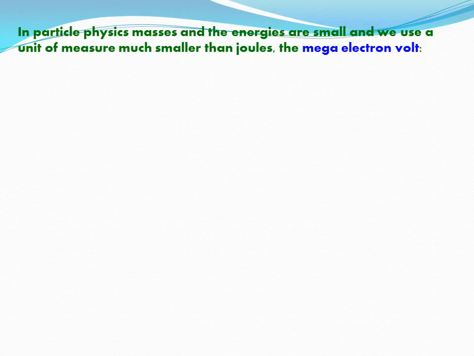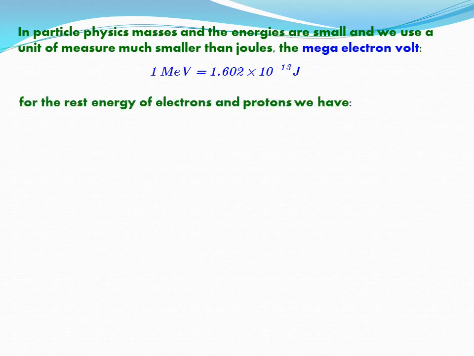In particle physics, masses and energy are small. Therefore, physicists prefer to use a unit of measure much smaller than joules, the megaelectronvolt. 1 megaelectronvolt is equal to 1.602 times 10 to the minus 13 joules, so it is a tiny unit of measure for energy with respect to everyday phenomena, but it is suitable for the rest energy of electrons and protons.